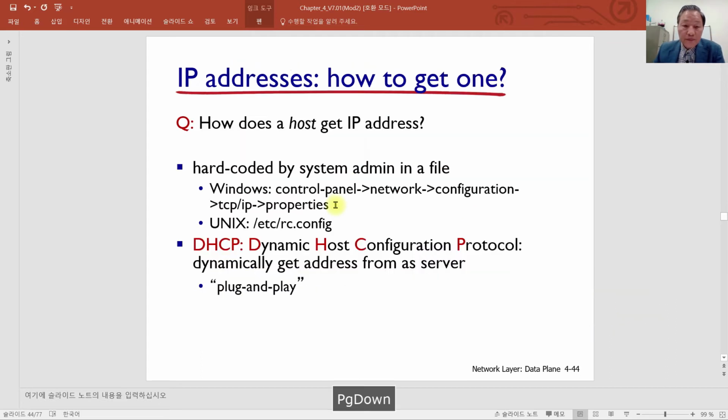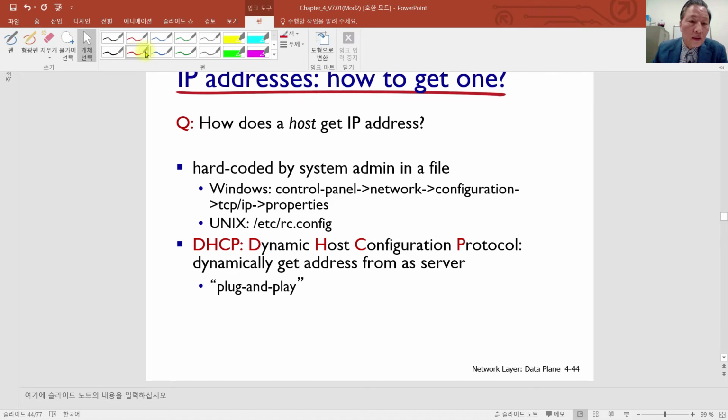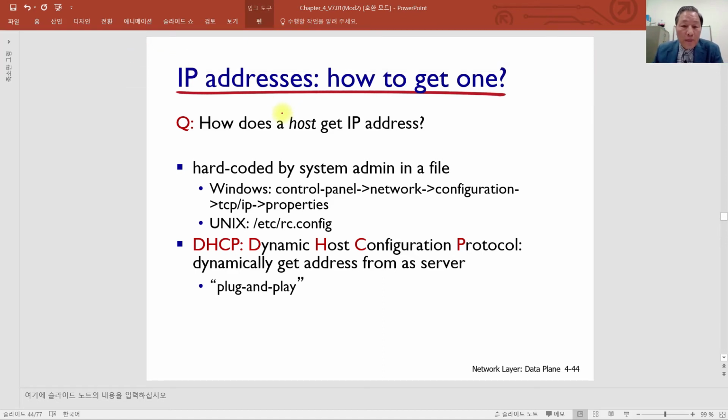Okay, let's move to the next. This one is explaining, okay, let's change it back. IP addresses, how to get one. Then to use in our house, or in our company or in our university, to get one IP address, that should be unique at first. If we are using a private IP address, that doesn't need to be unique.